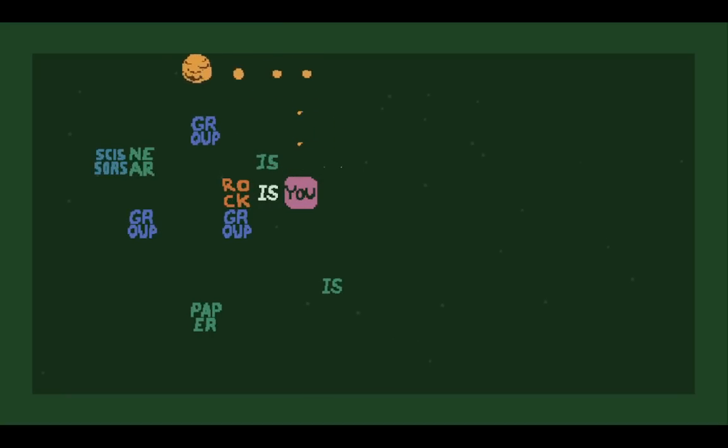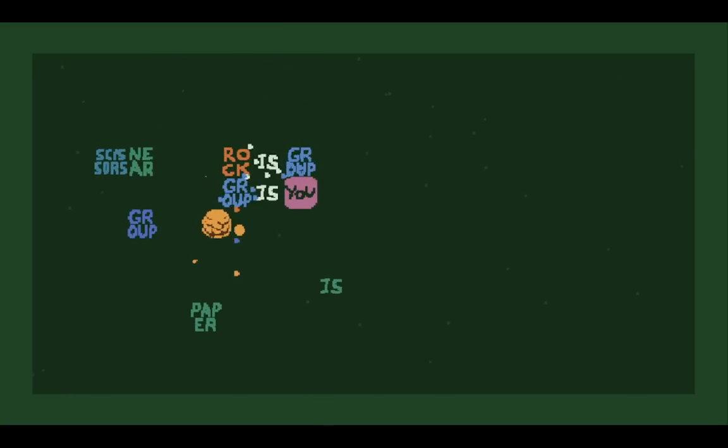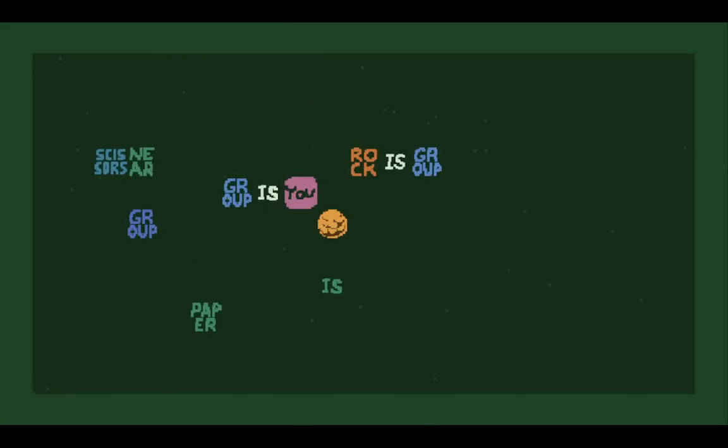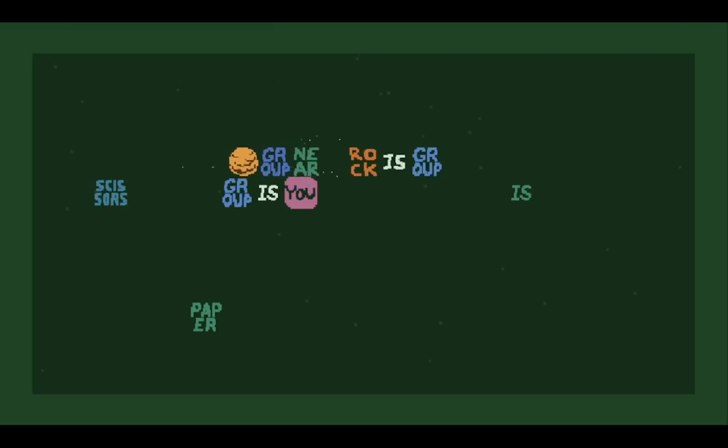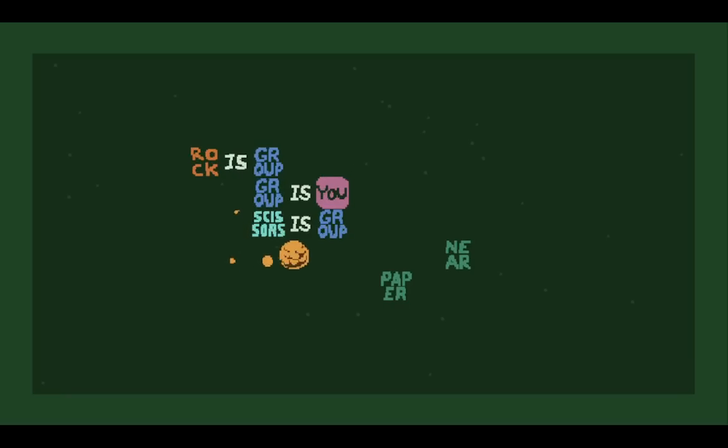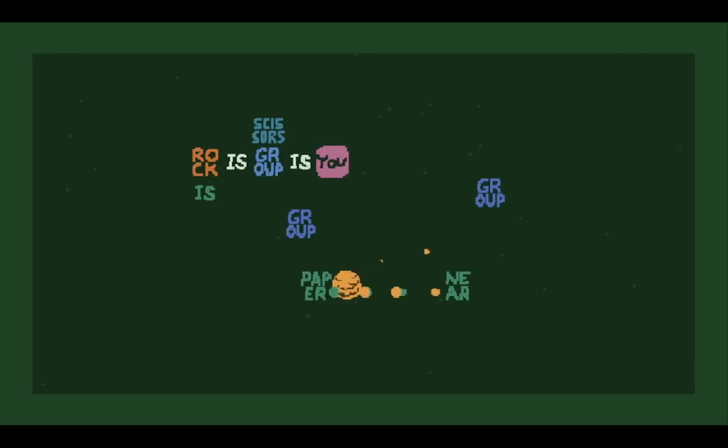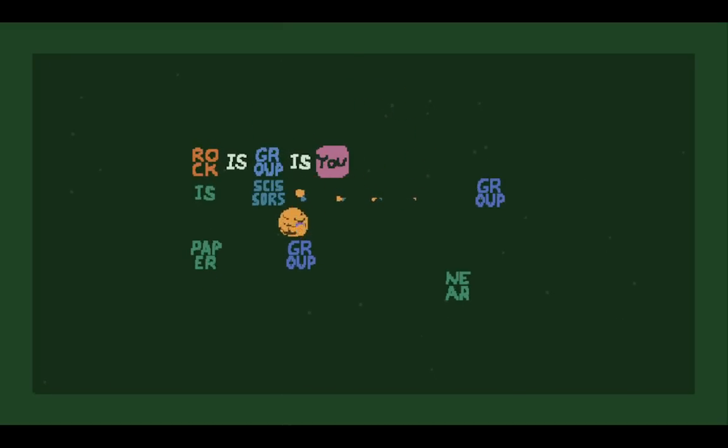Okay, so it can use a statement like rock is group plus group is you, and now group is you. Still raises the question of what the other stuff is. We can put it all on one line like this. So it can do rock is paper plus maybe switch it into saying scissors. I'm not sure we can do it at the same time.